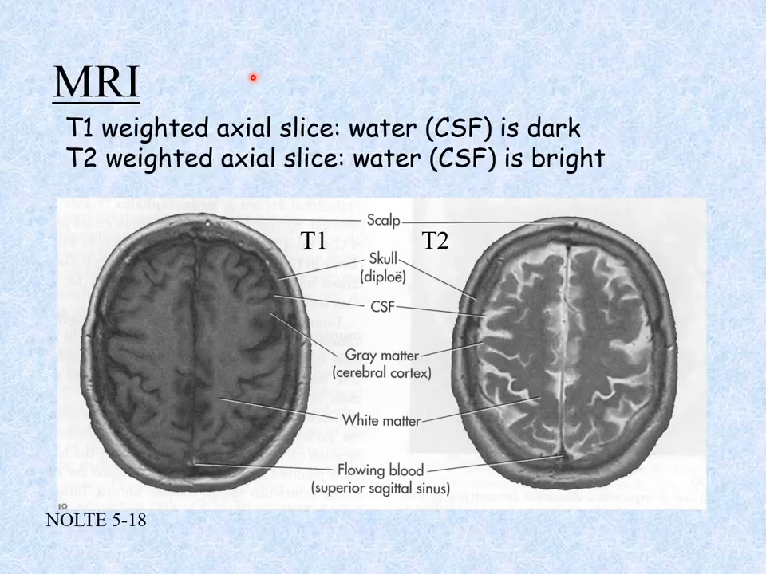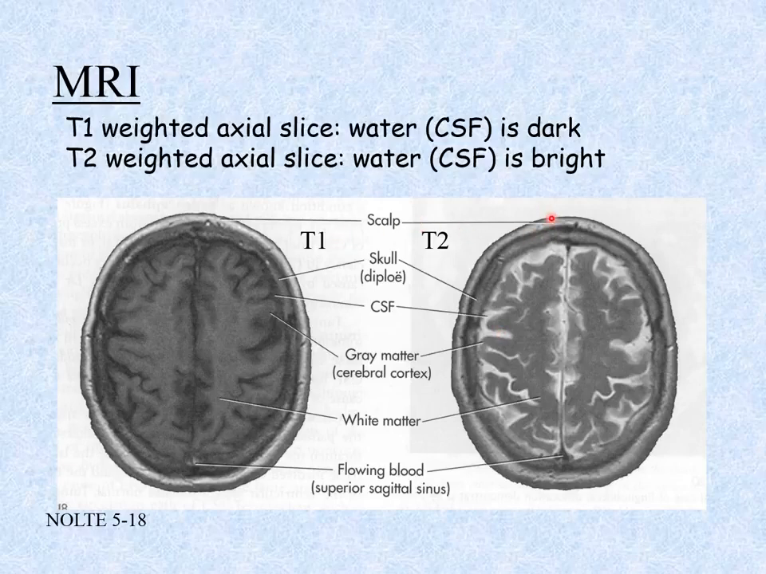In MRI, there are a variety of sequences that can be used to see tissue somewhat differently. And we'll start off with just recognizing two major sequences, T1 weighted axial slice and a T2 weighted axial slice. In a T1 weighted axial slice, the CSF is dark, as we see here, the CSF in the sulci, whereas in a T2 weighted image, you see that the CSF is all white.